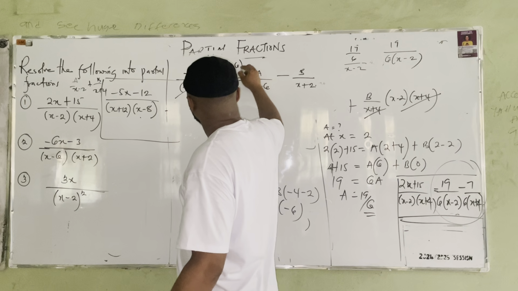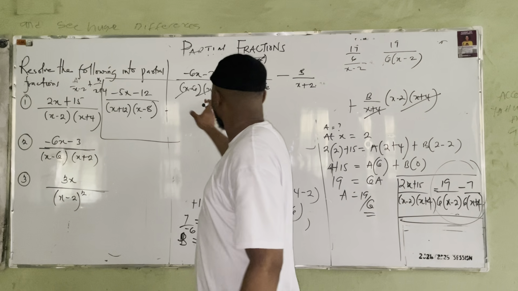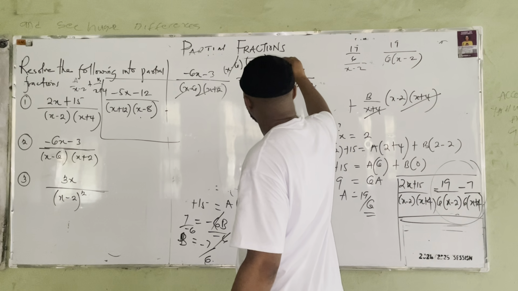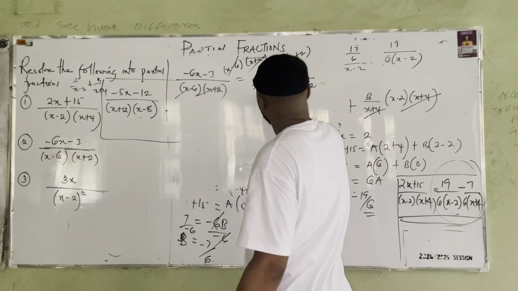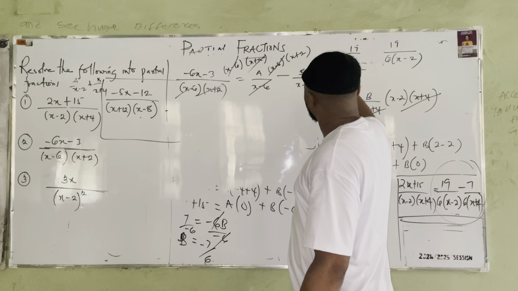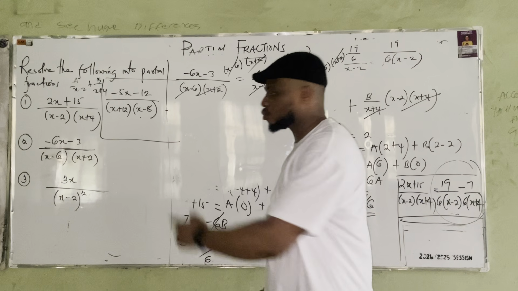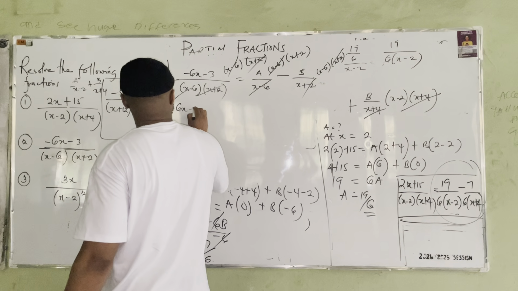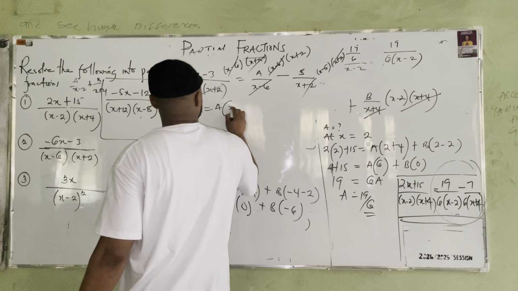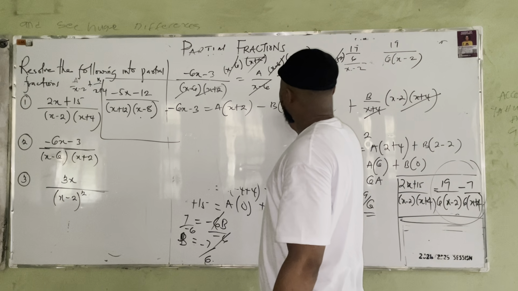See, x minus 6, x plus 2. We multiply this side, so it means that here is off. Here, x minus 6, x plus 2. x minus 6 will cancel x minus 6. Here, x minus 6, x plus 2. x plus 2 will cancel x plus 2. So we'll be left with minus 6x minus 3 equals a bracket x plus 2 minus b bracket x minus 6.